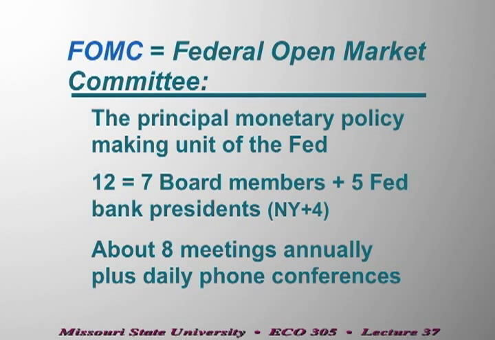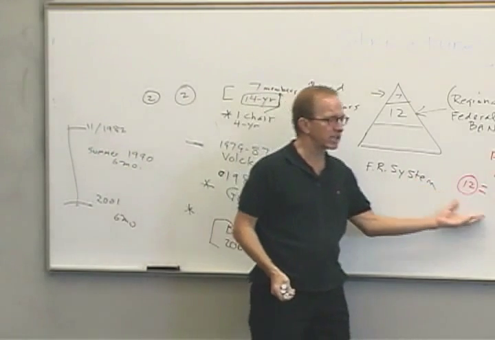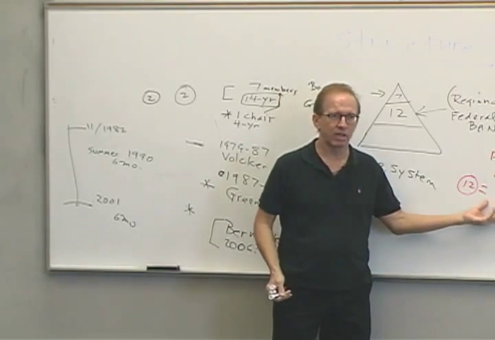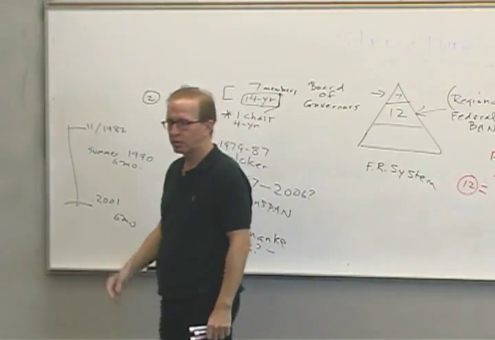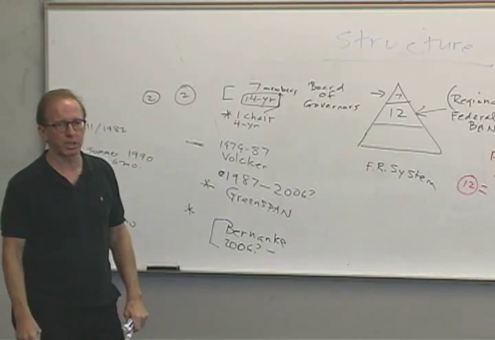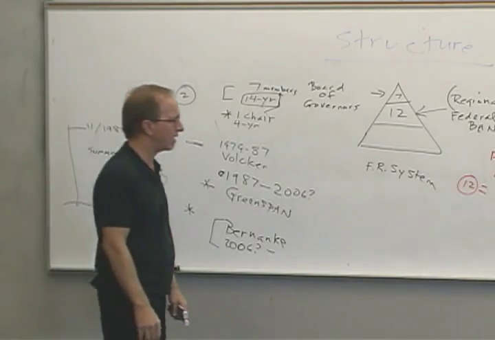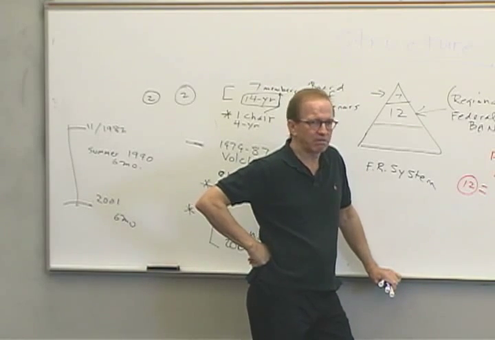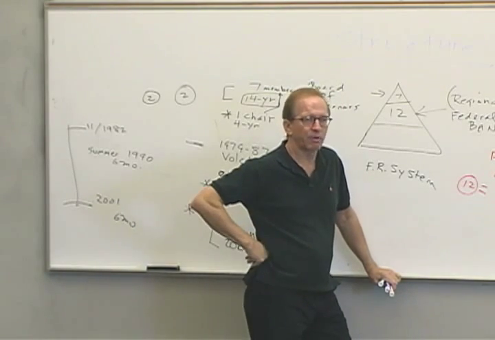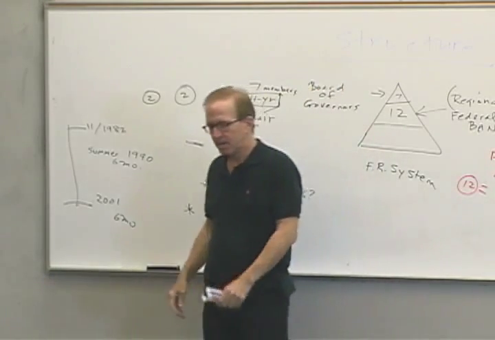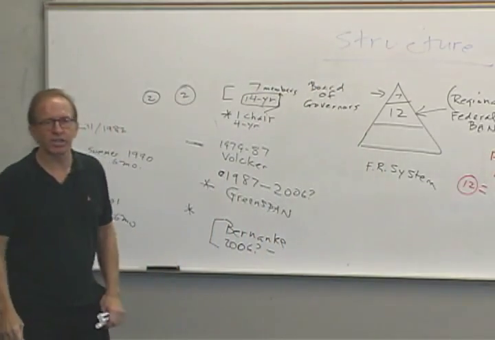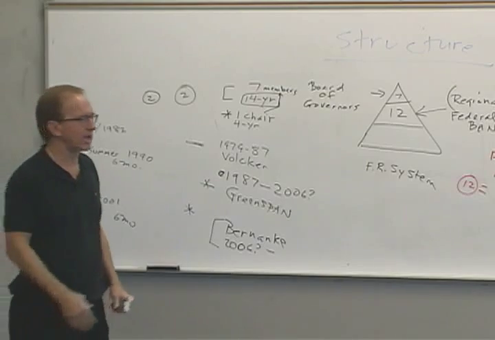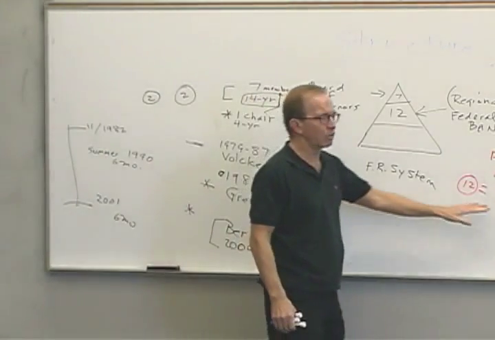And that is the group that really sets monetary policy. It's not the board, it's not the regional banks, it's the FOMC. And they will meet about how many times a year? 8 times a year? 9 times a year? If it were 8 times a year, that would be about once every 6 to 7 weeks. They will have a meeting in Washington.